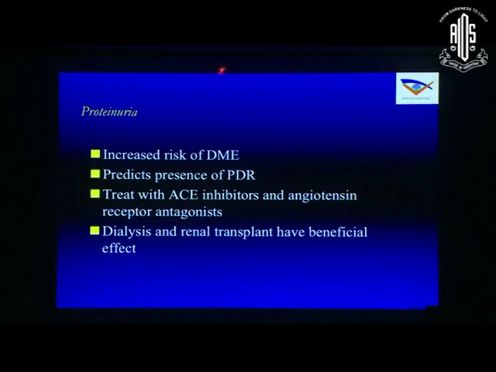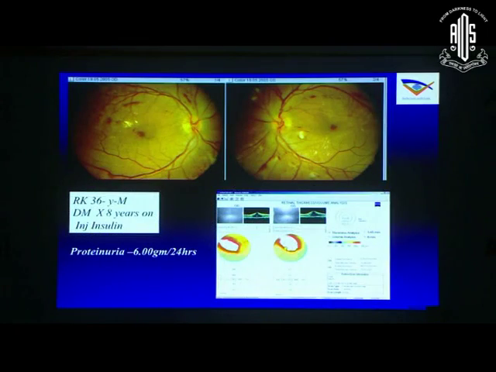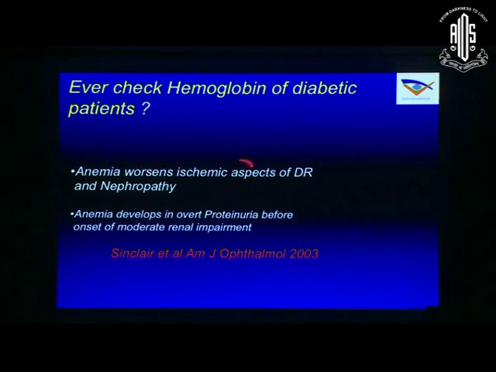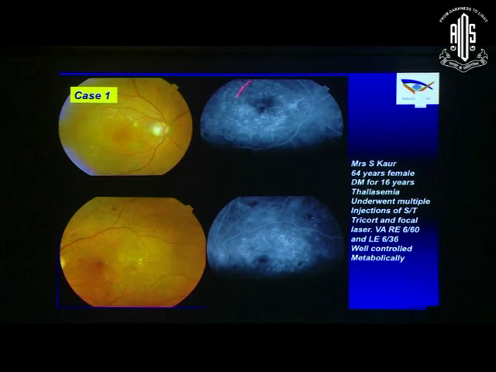and the visual improvement. You need to control proteinuria, and these are some examples of good control of proteinuria. The macula improves. The other thing which is important is control of hemoglobin, and this is a patient with thalassemia, I have shared this at many platforms, who had multiple lasers, multiple anti-VEGF injections.